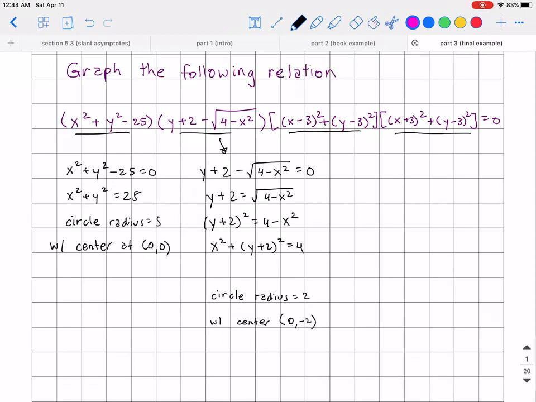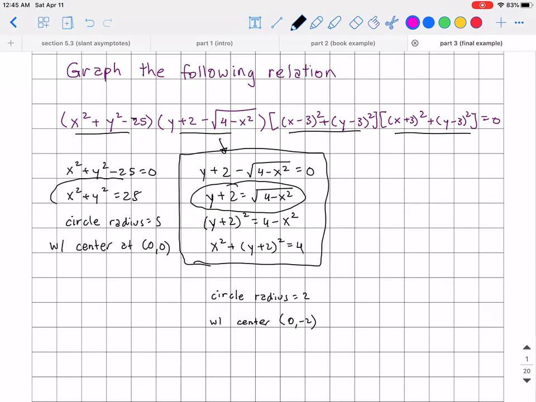Now, you'll notice the equation for this first factor and the second factor are written a little bit differently. And that's because they are actually different. The second factor right here, this whole thing, is actually not a circle. And that's because of the second part of the equation.